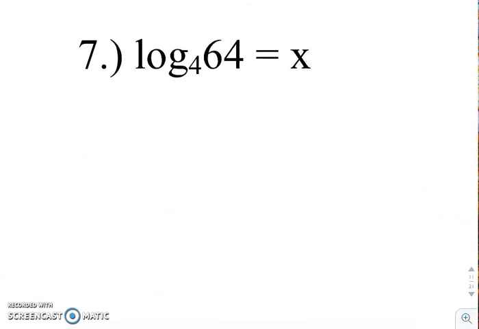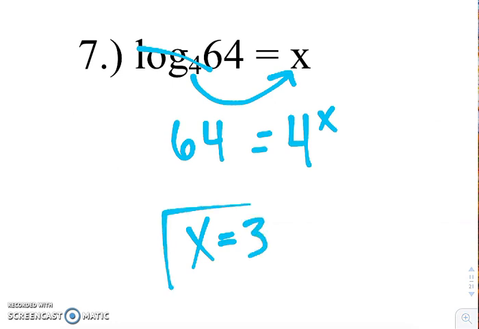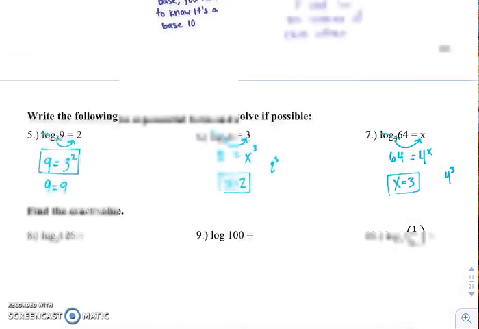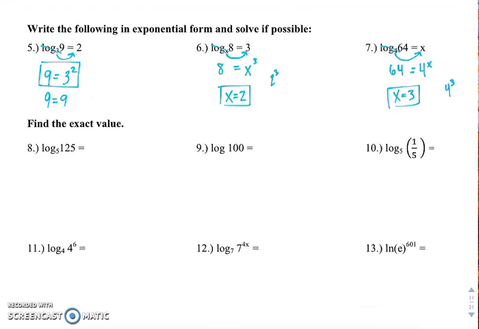Same with number 7. Bring that base over. This becomes 4 to the power of x equals just 64. So 4 to what power is 64? So in the last problem, we solved for the base. In this problem, we're solving for the exponent. 4 to what power? 4 to the third power would equal 64. So x is 3.